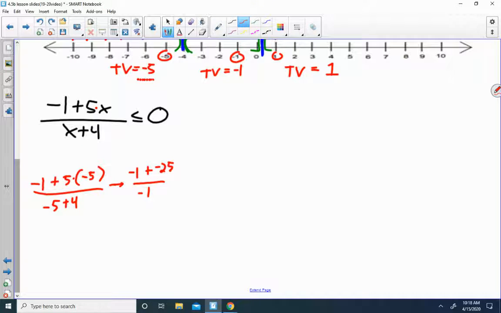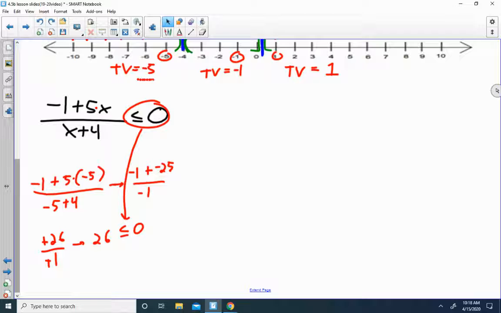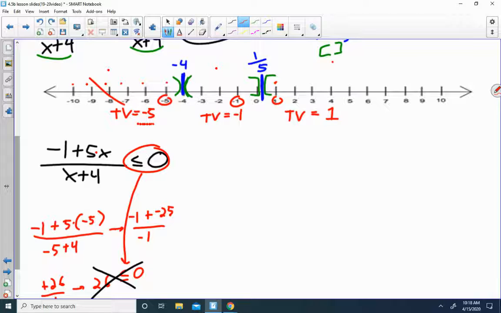Simplifying the rest from here, on top, add the two negatives to get -26. And on bottom, you still have -1. Minus a negative makes that become plus positive, which simplifies down to 26. Now, is 26 less than or equal to 0? Sadly, it is not. That is a false statement. So thus, the first interval does not work.